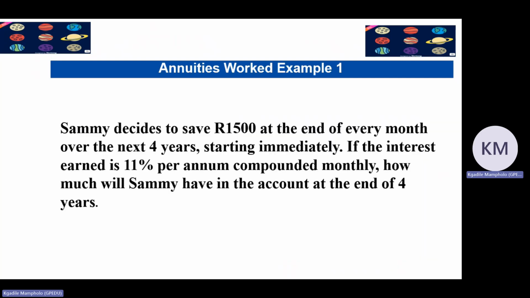Now, let's look at worked example 1. Semi decides to save 1,500 at the end of every month over the next 4 years, starting immediately. If the interest earned is 11% per annum compounded monthly, how much will Semi have in the account at the end of 4 years?